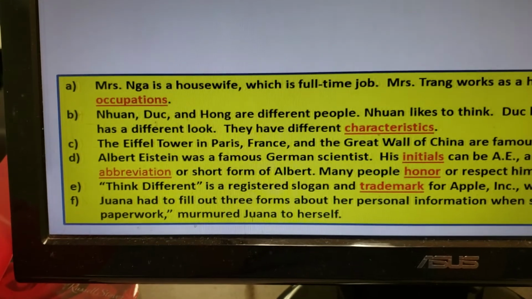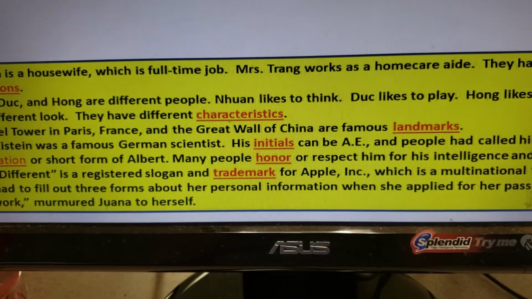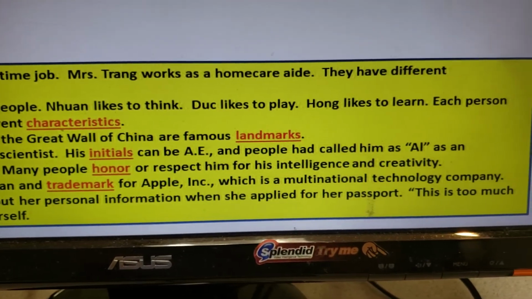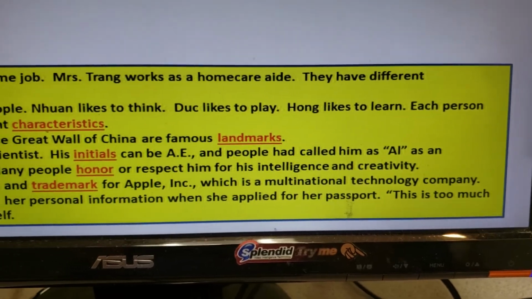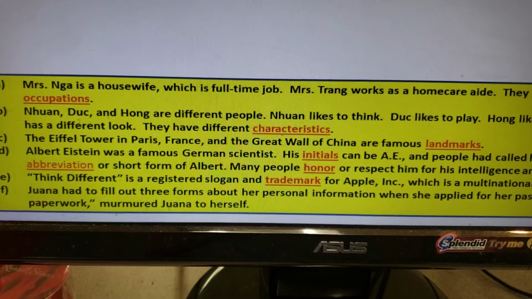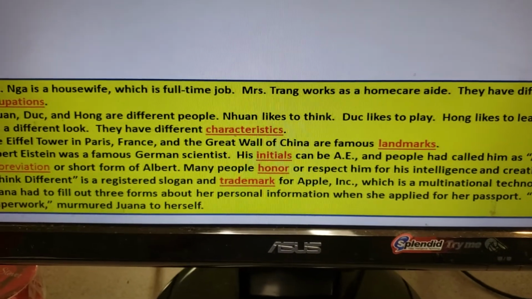Okay, next one. Nguyen, Duck, Hong are different people. Nguyen likes to think. Duck likes to play. Hong likes to learn. Each person has a different look. They have different characteristics.